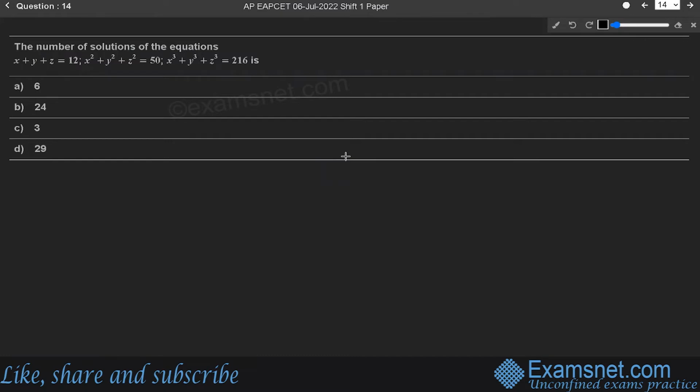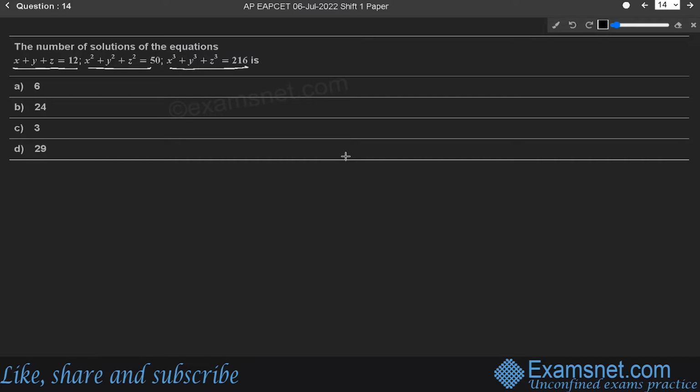Next question is the number of solutions of the equations x plus y plus z is equal to 12, x square plus y square plus z square is equal to 50, and x cube plus y cube plus z cube is equal to 216 is. 3 equations are given here. We have to find the number of solutions for the given equations.